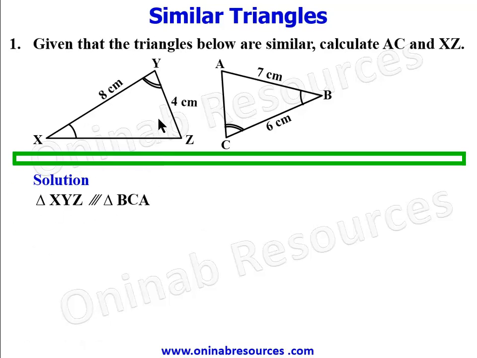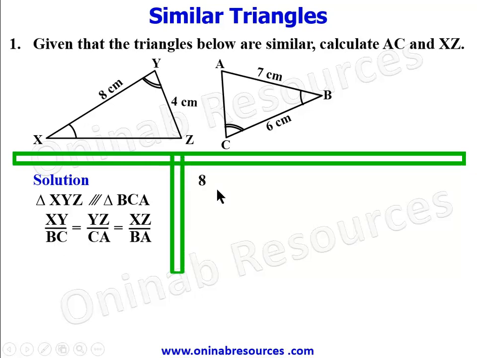As we said in the explanation section, XY, that's the first two letters, over BC, the first two letters here in the second triangle, is equal to the last two letters, that's YZ, over the last two letters here, CA, is equal to the first and last letters, that is XZ over BA. So we have formed the ratios of their corresponding sides. Now we substitute the values of those sides. So from here we have XY to be 8, so we have 8 over 6. BC is 6 centimeters. This is equal to YZ.